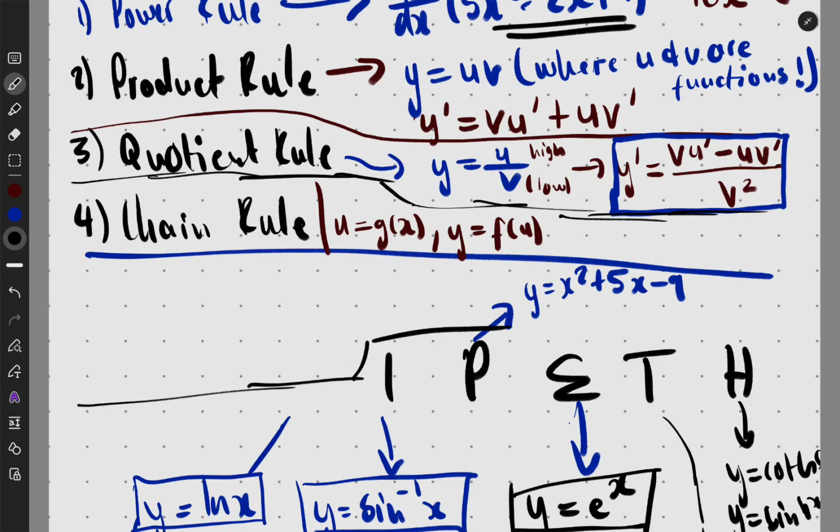So what is it about this chain rule? When do I use chain rule? So we've seen product rule, you use it when you have two functions multiplying. Quotient rule, you use it when you have two functions dividing. Chain rule, you use it when what? That's the question.